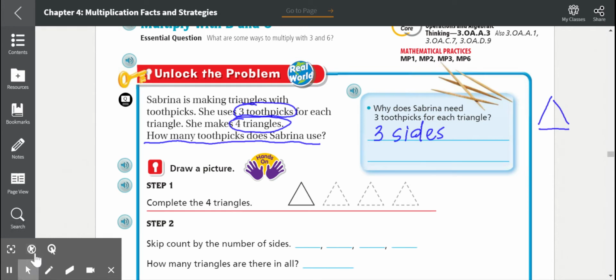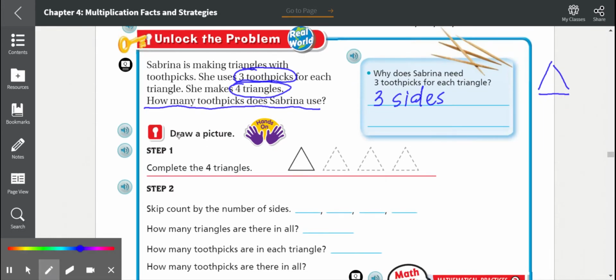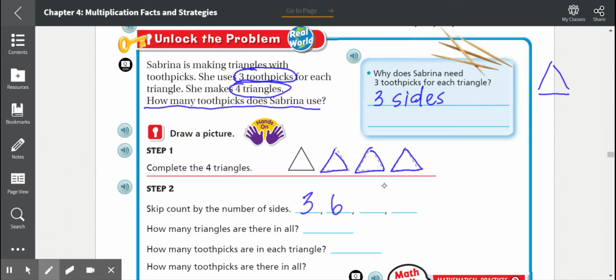Okay, let's keep going. So let's draw a picture to help us. Complete the 4 triangles because she's making 4 triangles. So there's 1, 2, 3, 4. Skip count to find the number of sides. So we have 3, 6, 9, 12.